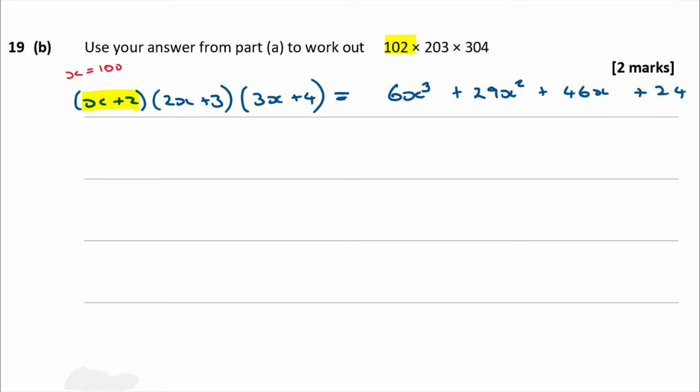So presumably, if I then sub in x is equal to 100 into these other bits, it should give me the answer. So I'm going to get 6 lots of 100 cubed plus 29 lots of 100 squared plus 46 lots of 100 plus 24.